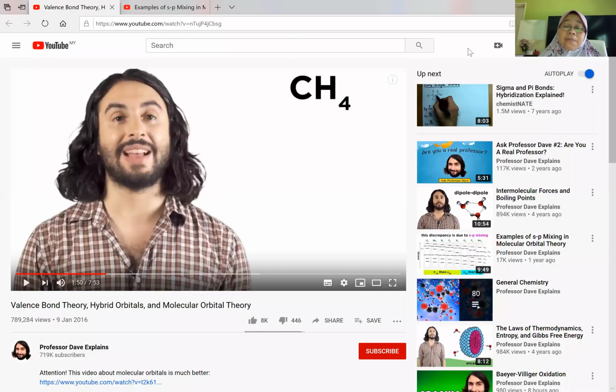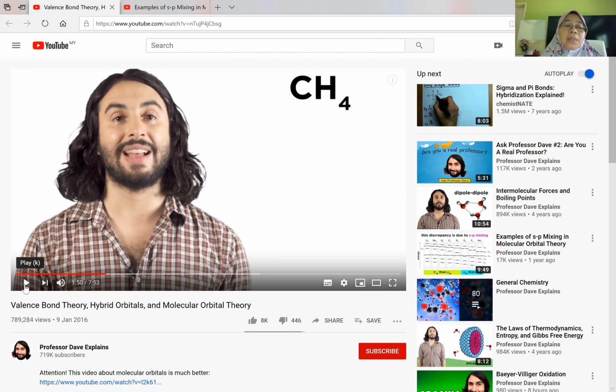Now remember about the valence bond theory. Let's say you have CH4, and remember carbon has to accommodate 4 electrons from hydrogen. Okay, so carbon has to rearrange the orbitals so that it can accommodate 4 electrons from hydrogen.